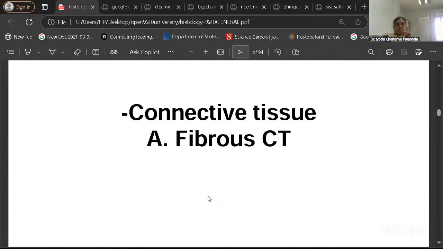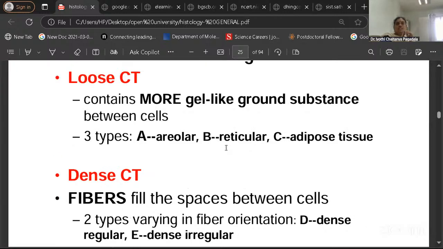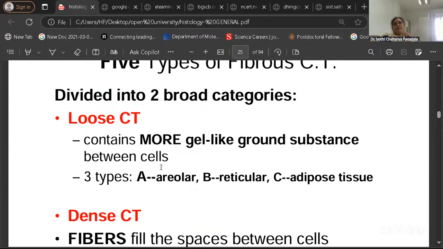When coming to the first connective tissue, fibrous connective tissue, there are five types of fibrous connective tissue, divided into two broad categories: loose connective tissue and dense connective tissue. What is loose connective tissue? This tissue contains more gel-like ground substance between the cells. There are three types you can see here: areolar, reticular, and adipose. You can see areolar in the lungs, adipose we just discussed, and reticular in the heart.